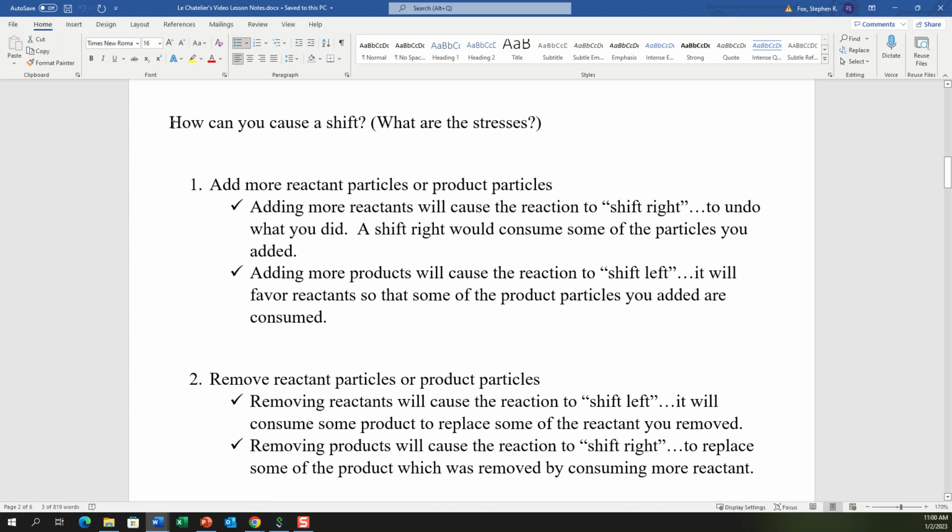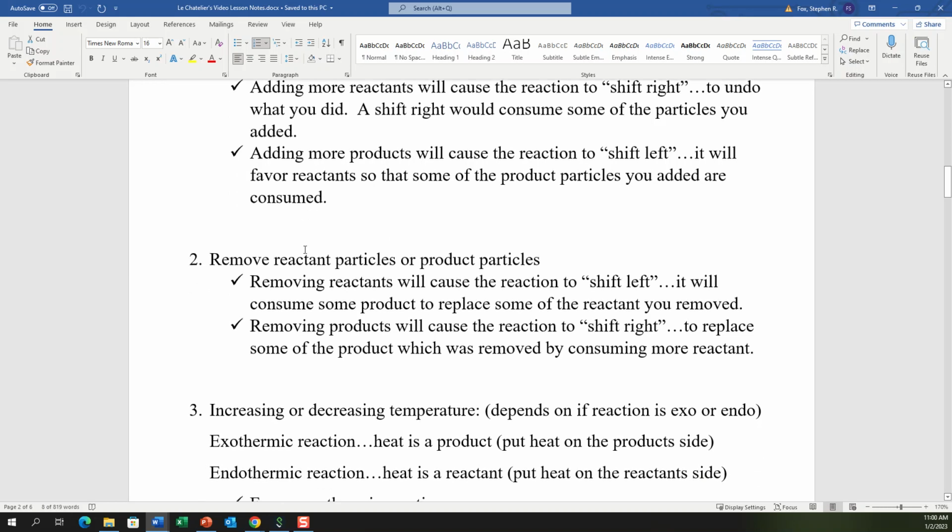So how can you cause a shift? What are the stresses that you can do? The first stress is just add more stuff. So add more reactant, add more product. The second thing you can do is remove some stuff. You could remove some reactant or remove product.